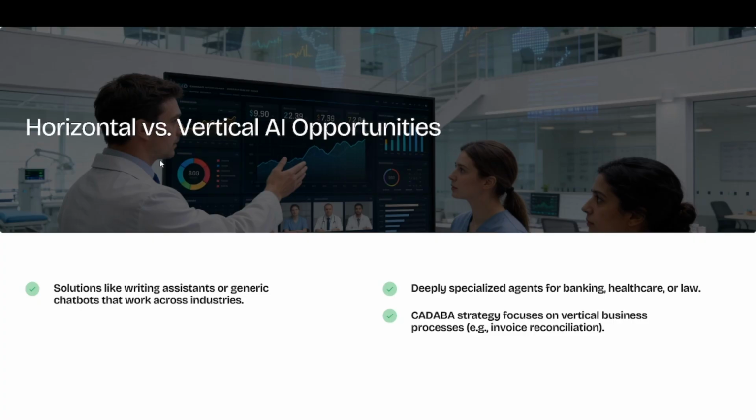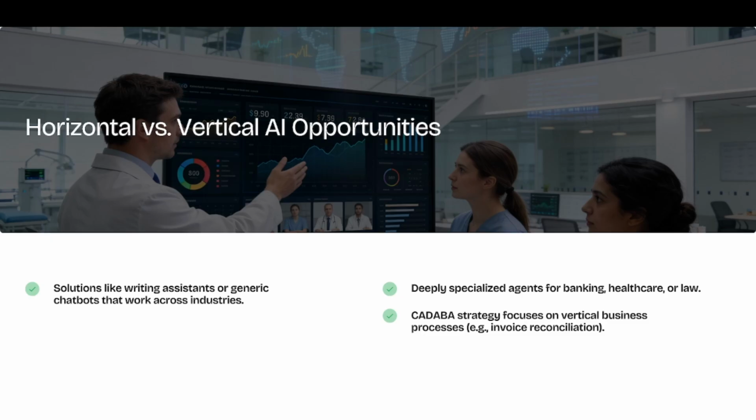Okay. So horizontal versus vertical AI opportunities. Remember, what we are still discussing here is opportunity. How do you determine the opportunity of an agentic AI system? So horizontal opportunity and vertical AI opportunity.